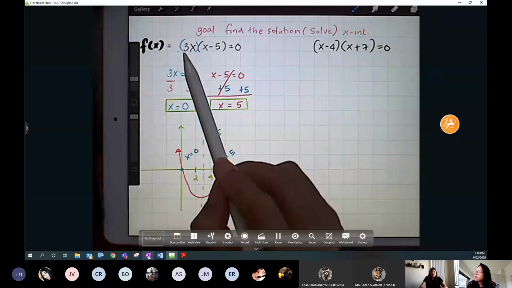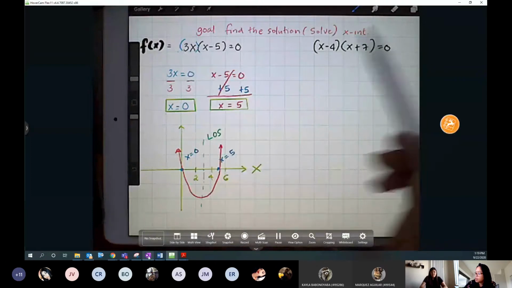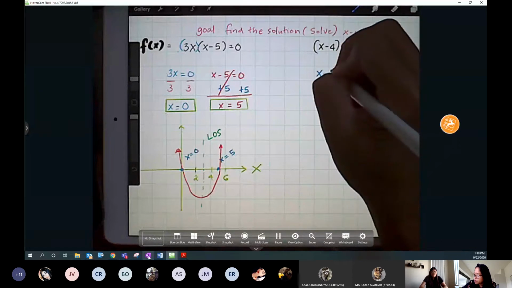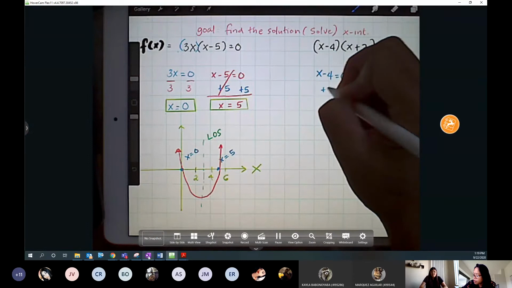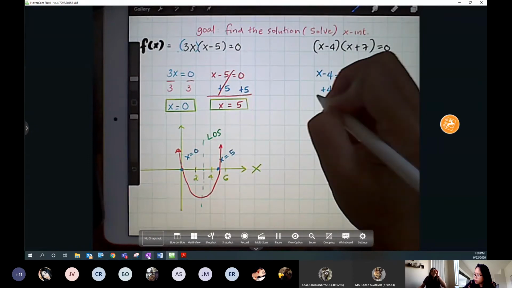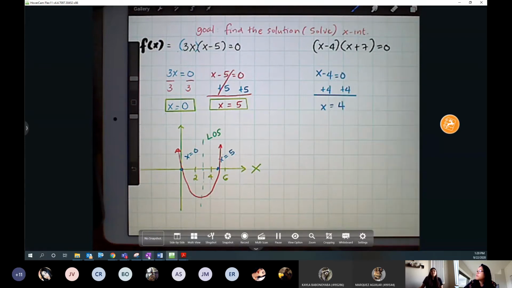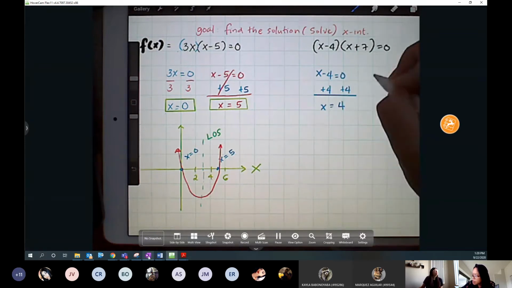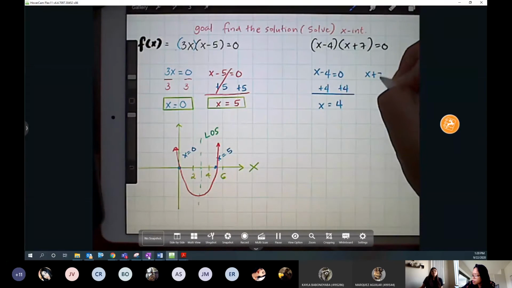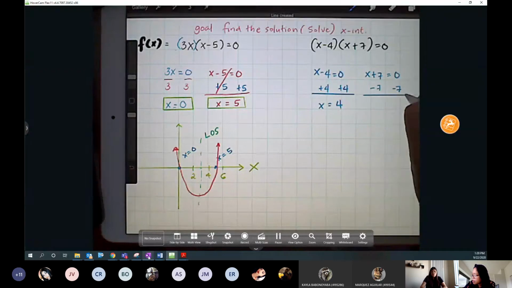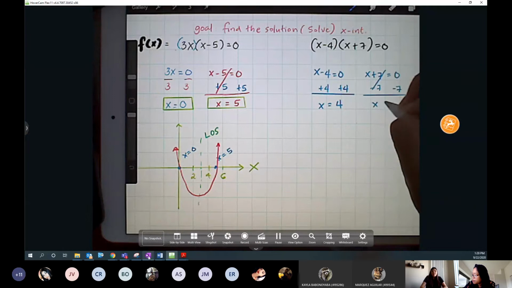Okay, so we're going to do the same thing. Equate each factor to 0. x minus 4 equals 0. Add 4 to remove the 4. So x is equal to 4. That's the first one. And then the next one is x plus 7 is equal to 0. Get rid of the plus 7 by subtracting 7. So cross the 7 on the left side, and we're left with just x equals negative 7.